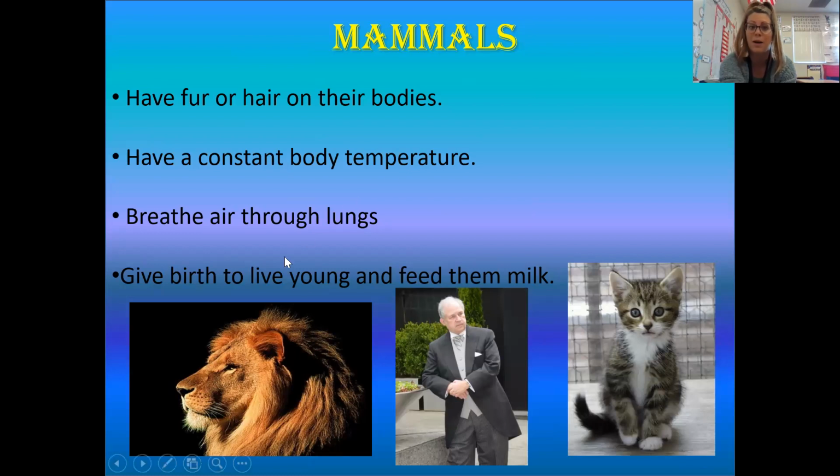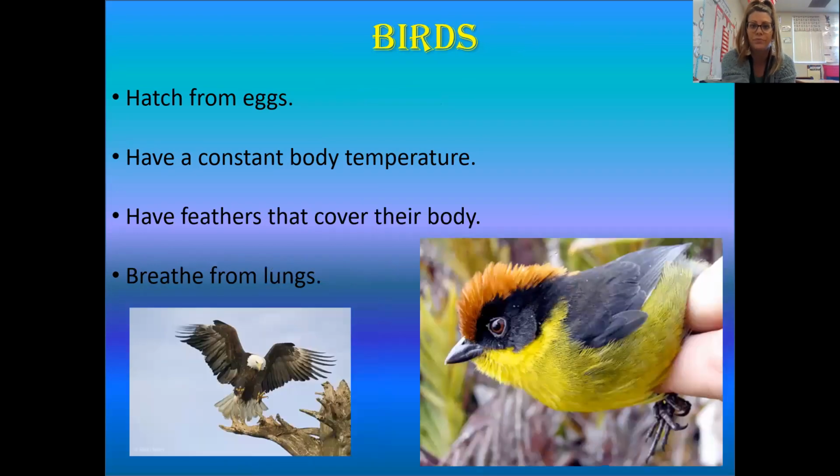So down at the bottom, we've got a couple examples of our mammals. We, remember, are in the class mammals. All right, birds are also vertebrates, and we know birds hatch from eggs. They have a constant body temperature. They have feathers that cover their body, and they breathe from lungs, right?